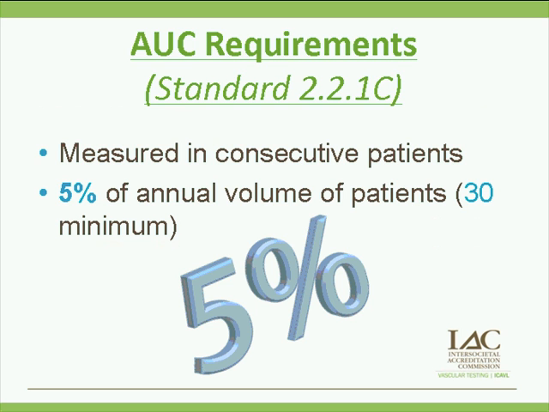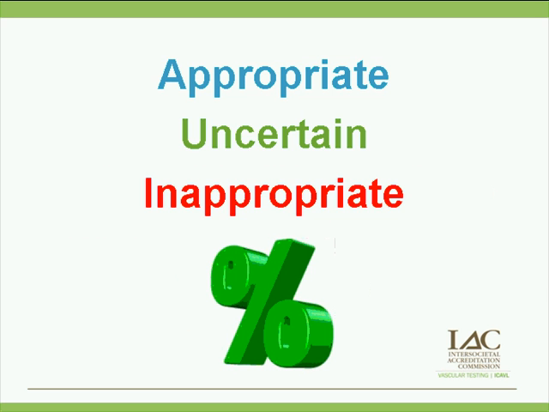Standard 2.2.1c states that appropriate use must be measured in a consecutive time period, such as a 2 to 3 week period, so that at least 5% of the annual volume of patients referred for radionuclide testing are evaluated. For smaller volume facilities, a minimum of 30 patients must be evaluated. So, for example, if a facility's annual volume of patients is about 1,200, then appropriate use must be measured in 60 consecutive patients. Standard 2.2.2c states that the overall results must be documented and the percentage of appropriate, uncertain, and inappropriate indications must be reported.